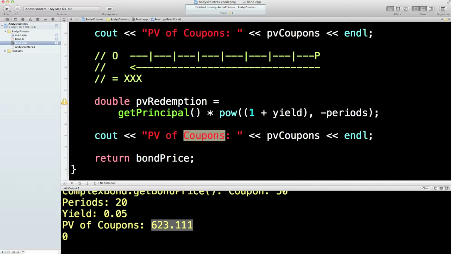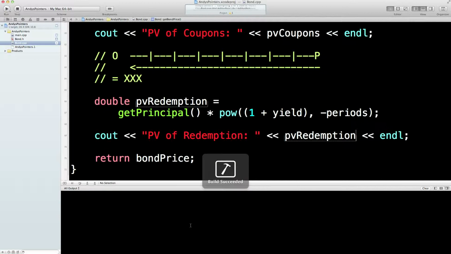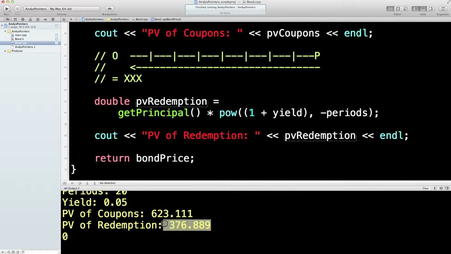PV of redemption or maturity value, or redemption value, assuming the company has lasted that long. Let's give it a whiz. A bit less than 623. Yeah, well, a lot less than 623, because remember, with the coupons we're getting payments every 6 months, 1 year, 18 months, 2 years. With that $1,000 at the end, we're just getting it in 10 years time, and that's it. So quite a fair bit less.